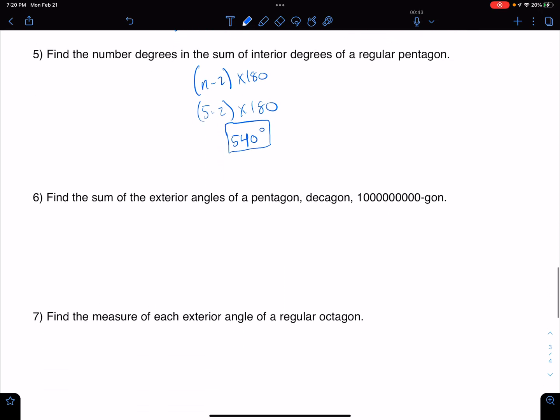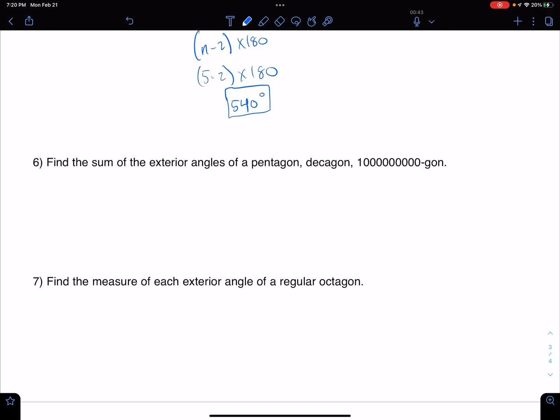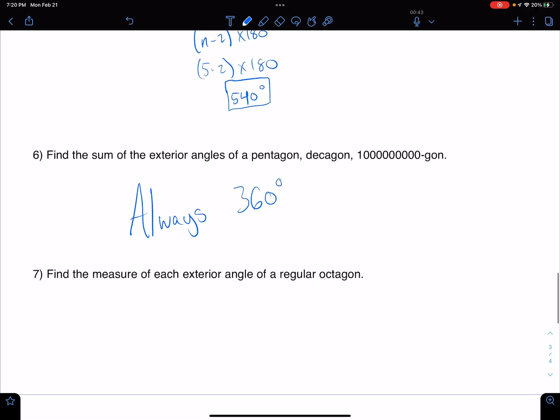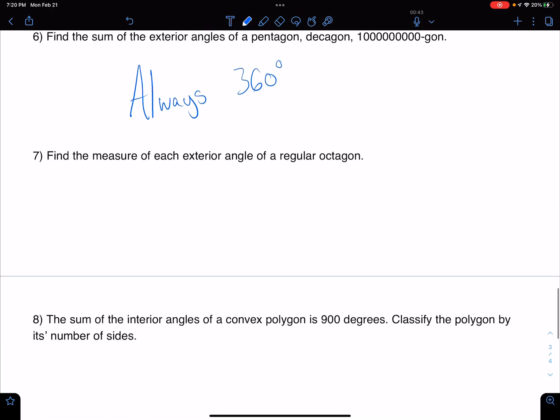Okay, 6 says find the sum of exterior angles of a pentagon, decagon, or a billionagon. Here's what you need to know. It's kind of a trick. It's always 360 degrees. Always, no matter what size the polygon is. The exterior angles always add up to 360 degrees.